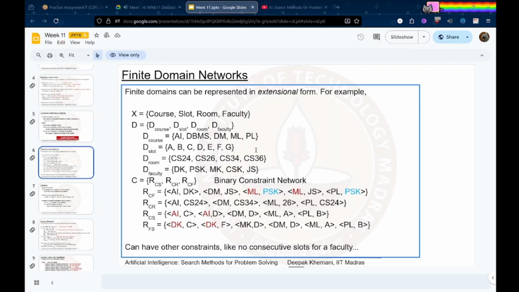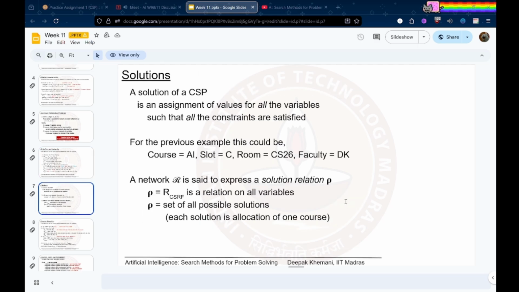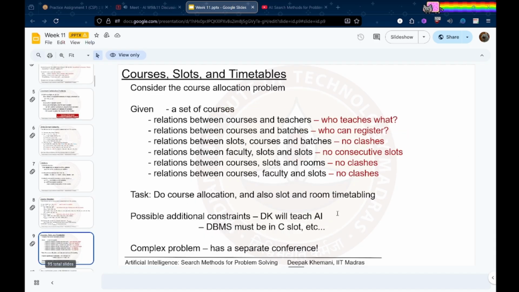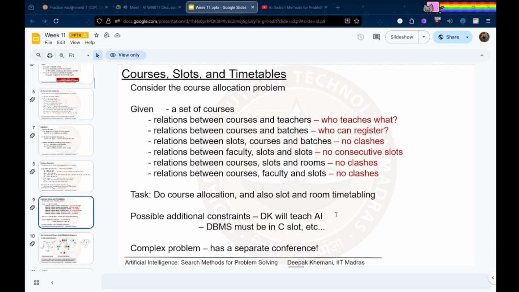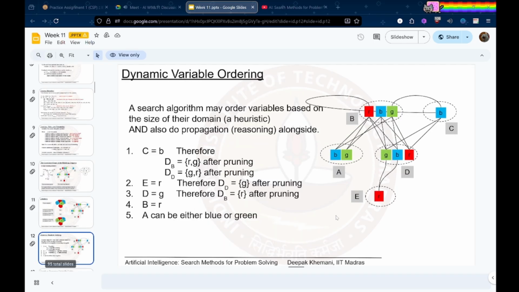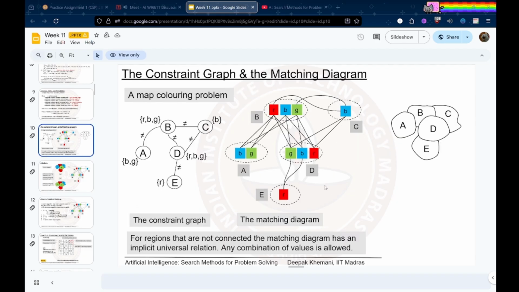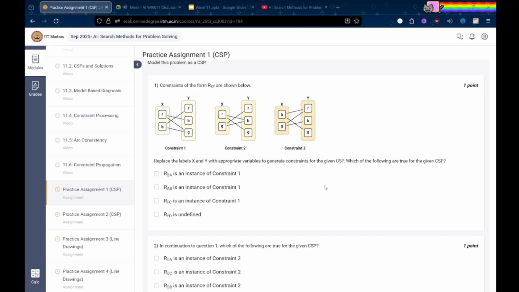So let's just see if the slides are doing it any differently. A network is said to express a solution rho. Rho is equal to R C S R F, a relation of all variables. Okay, I don't remember seeing such a notation anywhere. This is just something that we came up with right now. Okay, let's leave that. Focus on the question now.